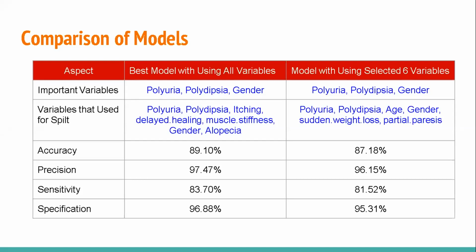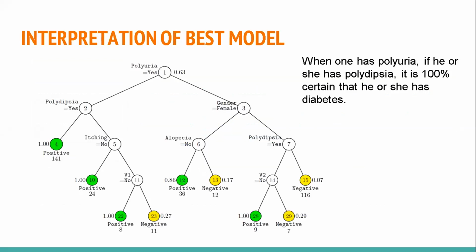But you can see that for accuracy, precision, sensitivity, and specificity, the model using all variables generally has higher values compared to the model with the selected 6 variables. So the model selected for our study will be the model using all variables. Farhana, next. So we are going to interpret our result based on the best model.